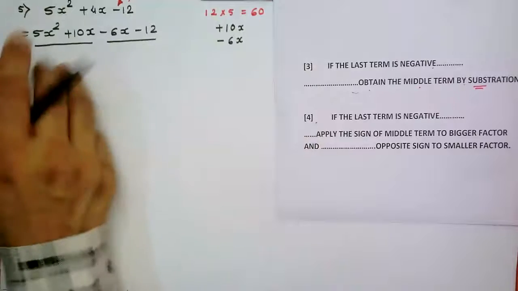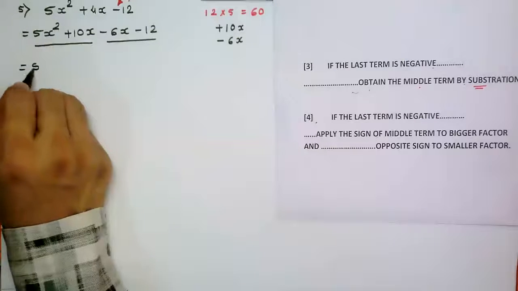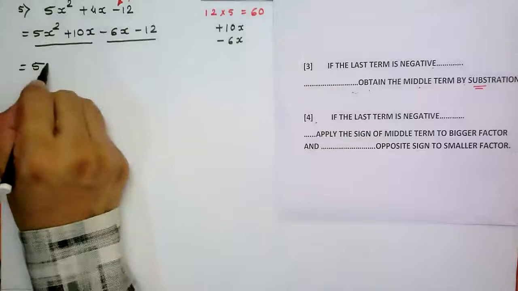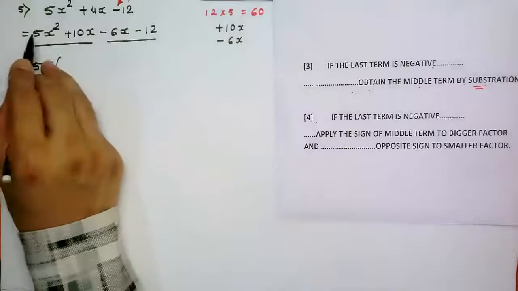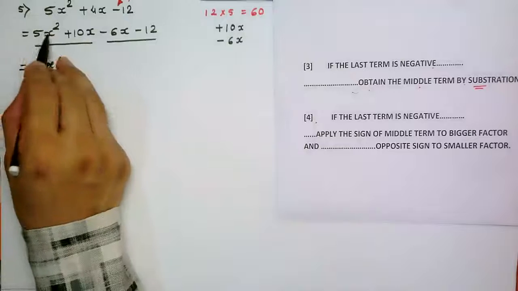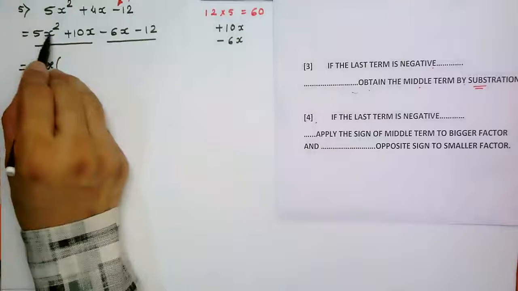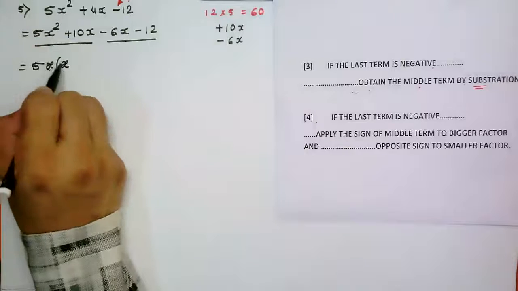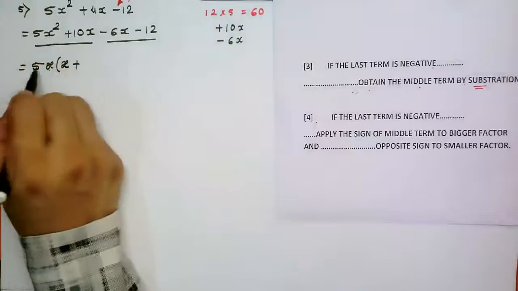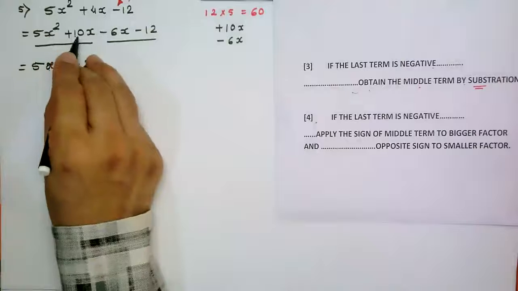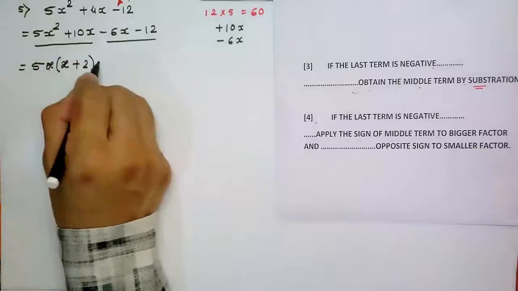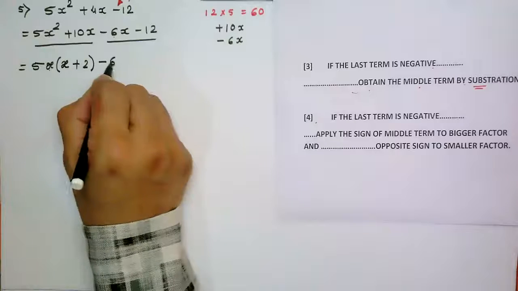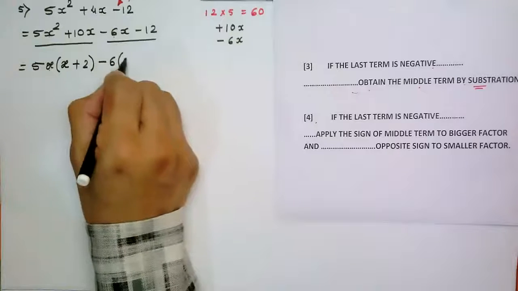Now we will take something common from these two terms. 5 times 2 is 10, so 5 is common. X is present in both the terms, so x is also common. 5 has been taken out. From x squared, I have taken one x outside, so x will remain inside. X into x is x squared, plus 5 times 2 is 10. X is outside. Minus 6 times 2 is 12, so 6 is common. So there remains x.